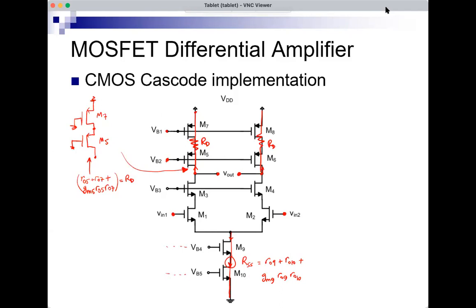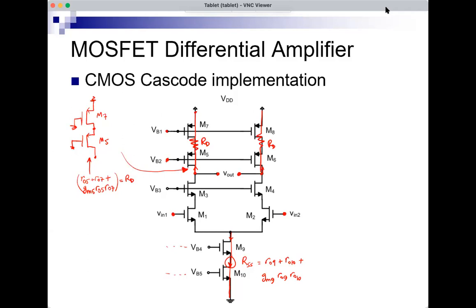Okay, so I have RD, and the current source. So that's starting to look like the circuit we had previously, except for M3 and M4. We did not have M3 and M4, but now we have them. So M3 and M4 are implementing a cascode amplifier.